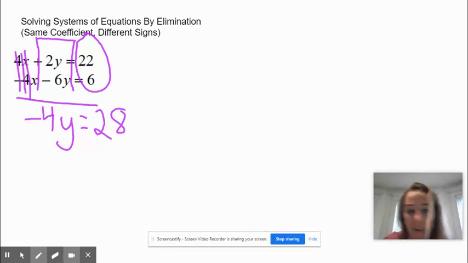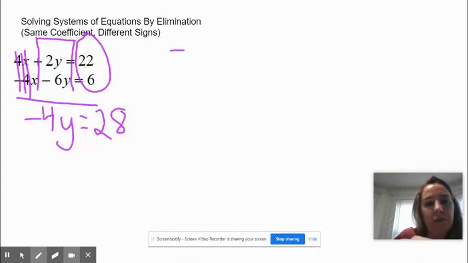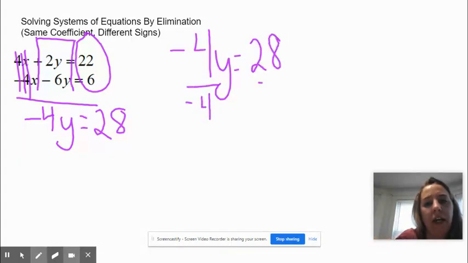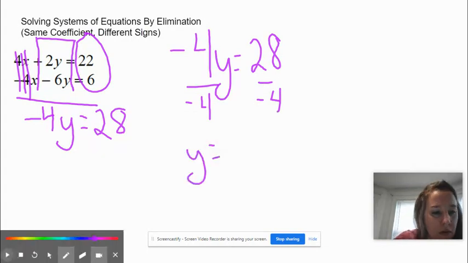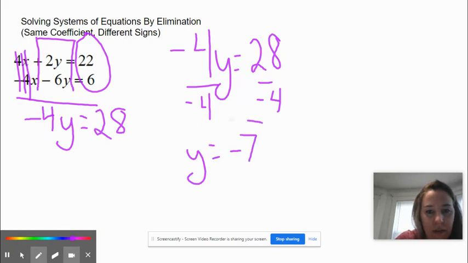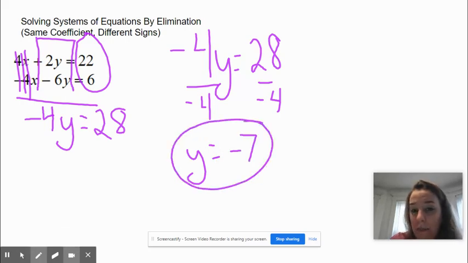And now we have a one-step equation to figure out what y is. I'm just going to rewrite it so it's a little neater. Divide both sides by negative 4. And y equals negative 7. Now you're going to remember though, we're doing a system of equations. That means we need to solve for both x and y. So I'm going to clear this up. We already know that y is negative 7. I'm just going to clear up my page because this is terrible.